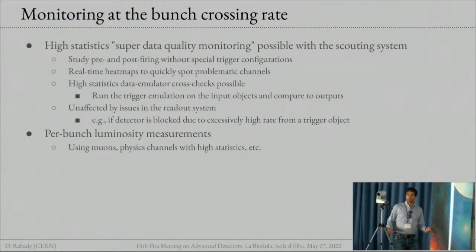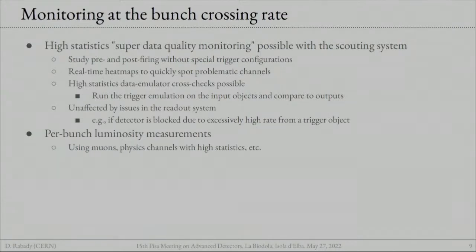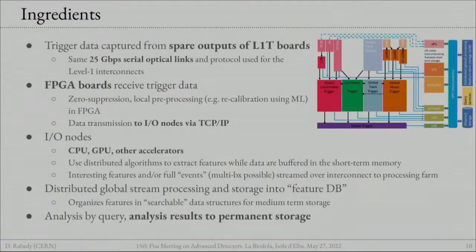Currently, for instance, we do have the problem that we are blocked by a hot channel and can't take data, which makes it then also difficult to spot the actual hot channel. With such a scouting system, this would be trivial. Further to that, we're looking at per bunch luminosity measurements with, again, very high statistics. This is being investigated for muons at the moment, but could also be done with physics channels with high statistics, for instance, Z decays.